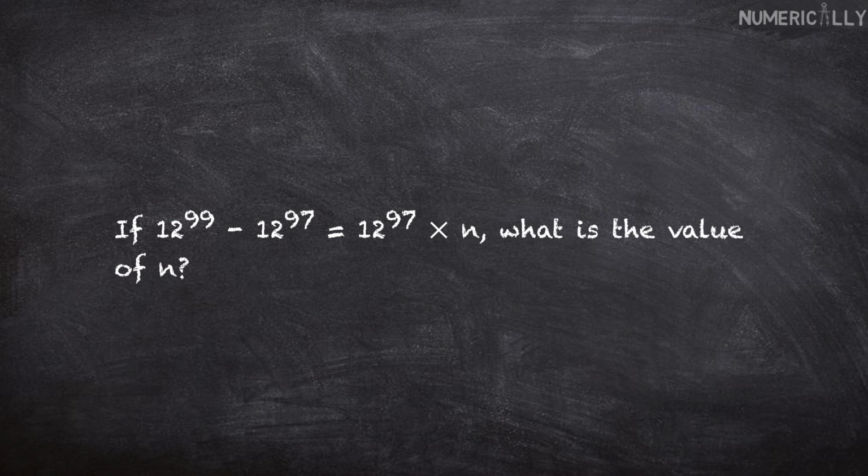If 12 to the power 99 minus 12 to the power 97 is equal to 12 to the power 97 into n, what is the value of n? Let's solve this interesting question today.